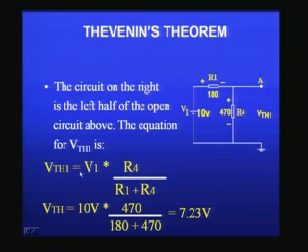V Thevenin 1 is equal to V1, which is 10 volts in this case, multiplied by R4 divided by R1 plus R4, because R1 and R4 form the potential divider arrangement. So, when I put the values of resistors 470 ohms, 180 ohms and 470 ohms, I get a Thevenin's equivalent voltage of 7.3 volts, 7.23 volts. So, this is the Thevenin's equivalent voltage for the left side.